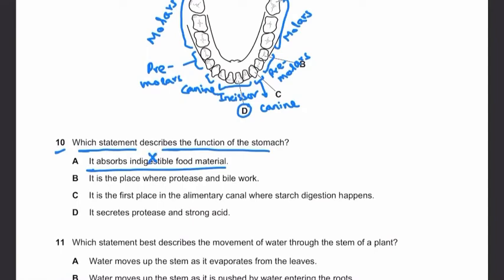The food that is digested can only be absorbed. So the function of the stomach is not the absorption of indigestible food material, because indigestible food material cannot be absorbed. Let's move on to option B.